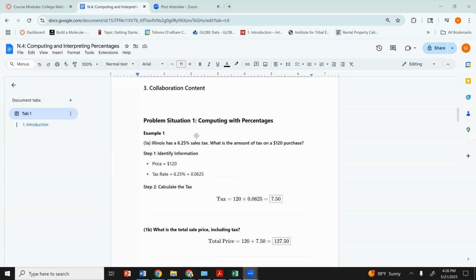So problem situation 1, computing with percentages. This is an example where Illinois has 6.25% sales tax. What is the amount of tax on a $120 purchase? So you buy something for $120, but the sales tax is 6.25% in Illinois. You're going to end up paying more, but how much? How do you calculate that?